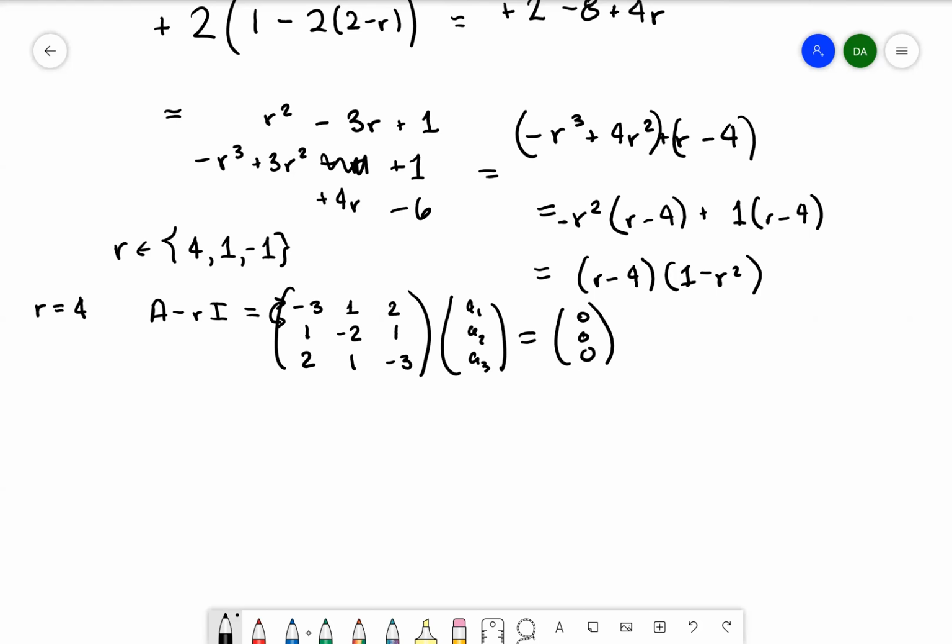So if we add these two rows together, what we get is minus 2, minus 1, 3. And you see that this row is just the negative of this row. So if we took negative 1 times the first row plus negative 1 times the second row, then we would get the third row.